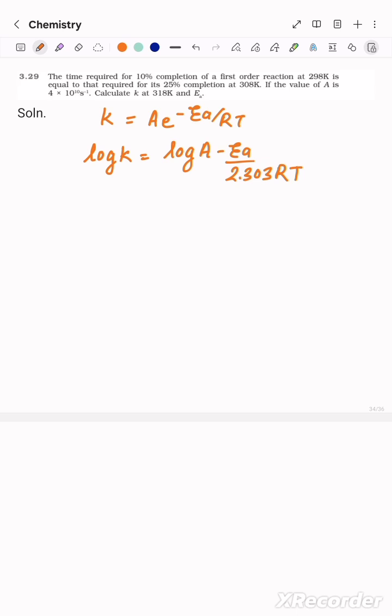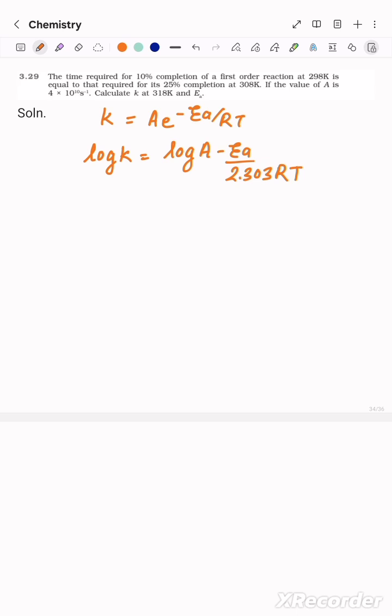Here the A value is given, that is 4 multiplied by 10 to the power 10 per second, and EA we have to calculate. R is the gas constant value and the temperature is 318 Kelvin. So we have to apply the formula here. First we calculate the EA value. So how to calculate the EA value?